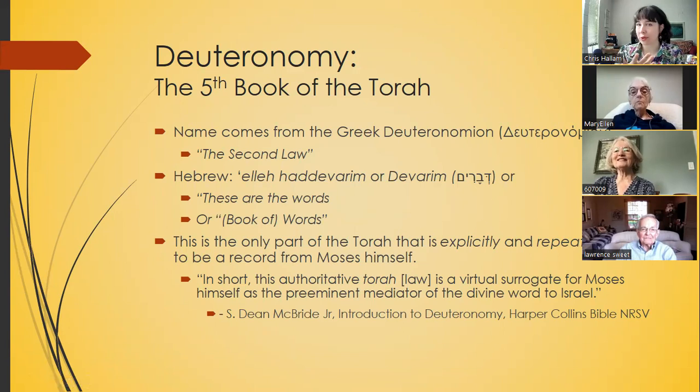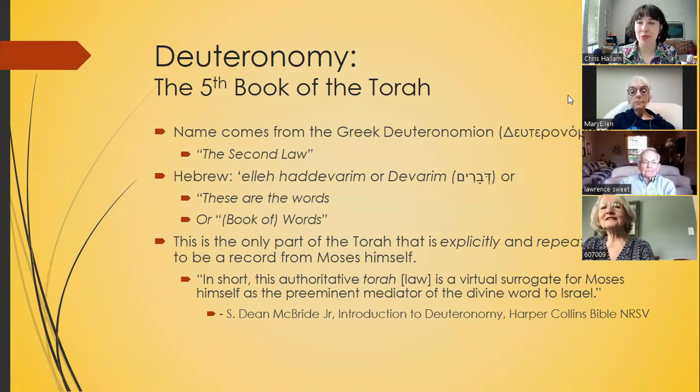So Deuteronomy, of course, is the fifth book of the Torah. The other word that I'm going to be using in this is Pentateuch, which is the technical name for the first 5 books of the Bible. And you'll see why, because the word Torah gets used a few different ways when it comes to Deuteronomy.